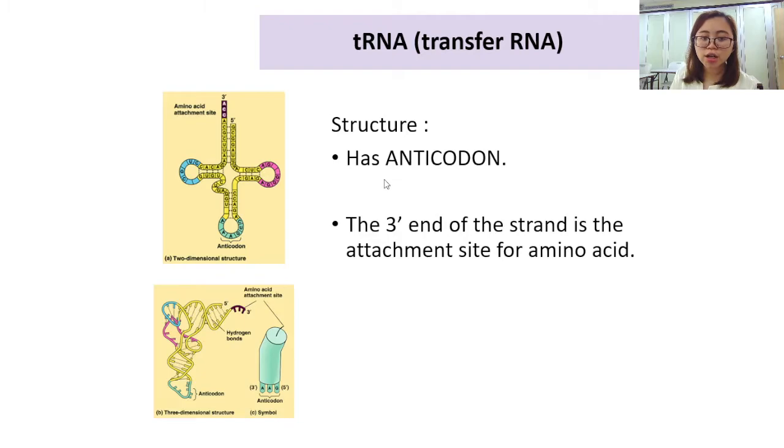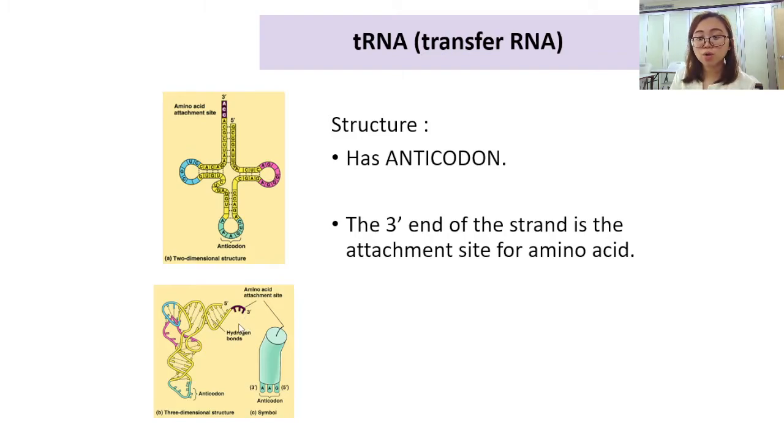Its structure. How is the structure of the tRNA? Your tRNA will have an anticodon, and the 3' end of the strand is the attachment site for amino acid. Apakah yang maksudkan dengan point ini? Okay, if you're looking at this diagram, that little purple bit at the end, okay, yang macam purple sikit di hujung itu, sanalah di mana kita punya amino acid akan melekat.